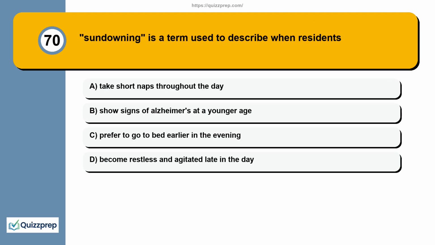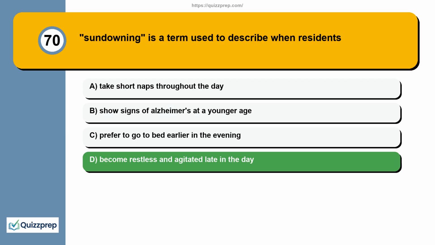Question 70. Sundowning is a term used to describe when residents: option A, take short naps throughout the day. Option B, show signs of Alzheimer's at a younger age. Option C, prefer to go to bed earlier in the evening. Option D, become restless and agitated late in the day. The correct answer is option D, become restless and agitated late in the day.